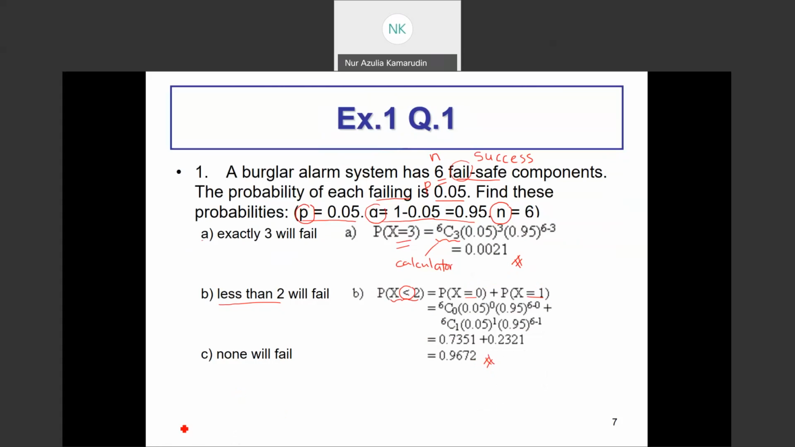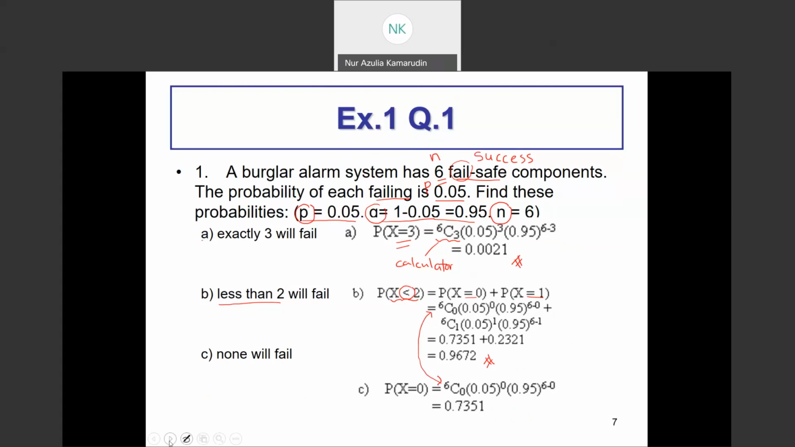None will fail. X equals 0. You notice this is actually from here. So the same thing goes. You substitute accordingly. If you don't remember your formula, always refer back to your notes.